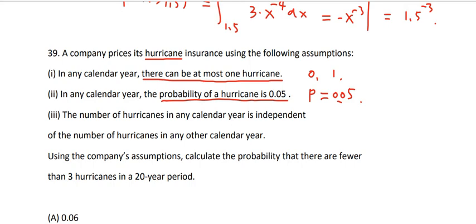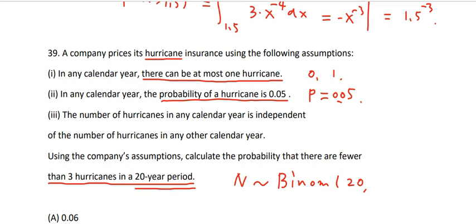So those are independent. Now let's say we want to calculate the probability that there are fewer than 3 hurricanes in a 20-year period. Each year, it happens or does not happen. So the number of hurricanes in 20 years, this N, follows a binomial distribution. Among the 20 years, first year 1 or 0, happen or not happen, second year happen or not happen.